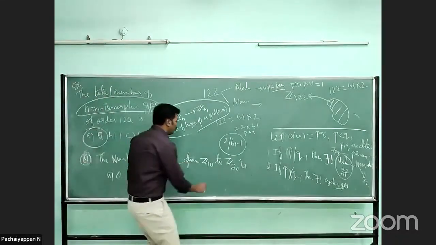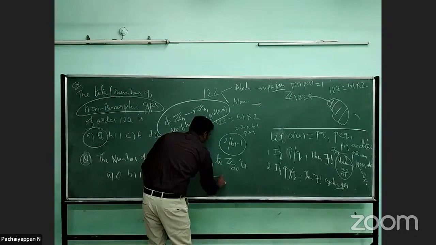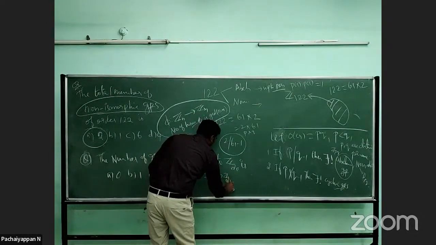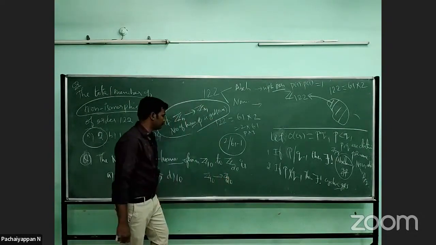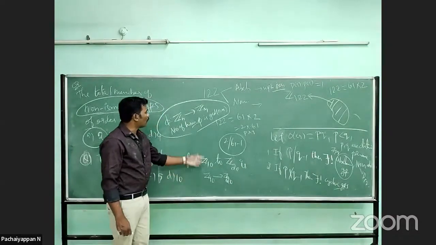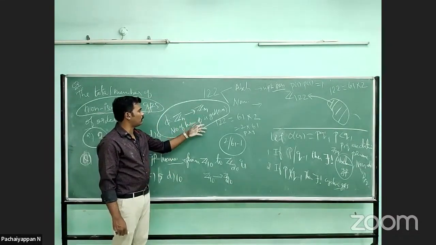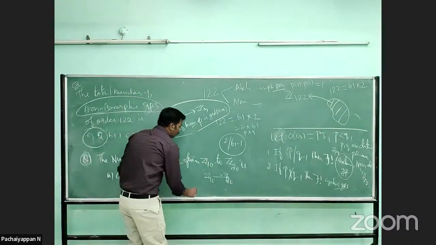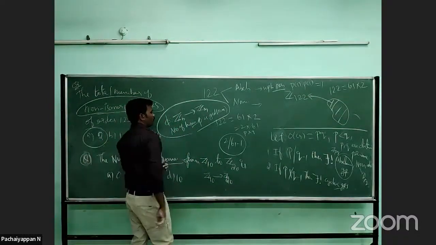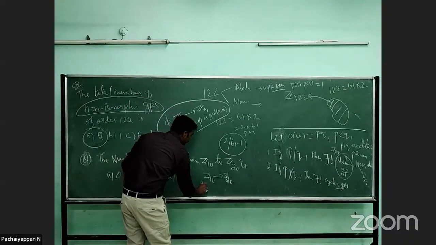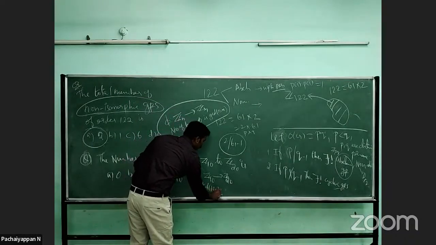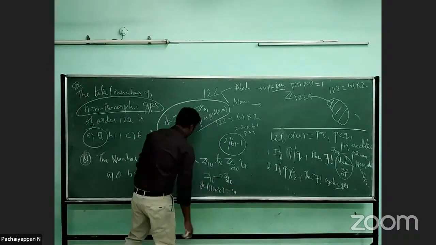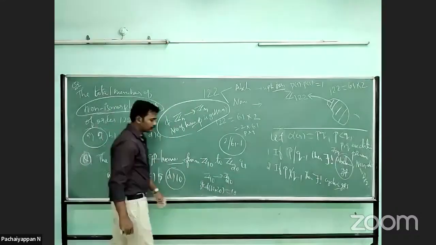They are asking how many group homomorphisms are there from Z10 to Z20. According to this standard result, GCD of 10 and 20 gives the number of group homomorphisms, and GCD of 10 and 20 is 10 only. So the answer is 10 only.